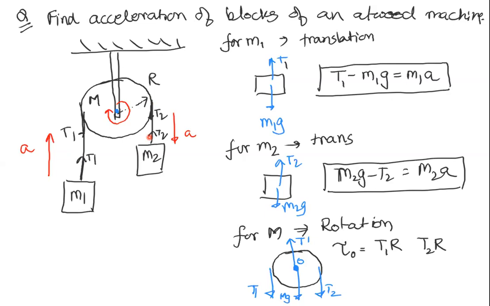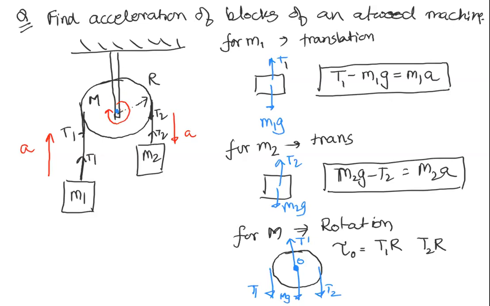So just like we assume that the acceleration of M1 is a upwards, therefore I take T1 greater than mg and I write T1 minus mg. And if acceleration of M2 is a downwards, so I take M2g greater than T2 and I write M2g minus T2. In the same way, here if I have assumed that the rotation is clockwise, then this means that all clockwise torques will be positive and all anti-clockwise torques will be negative.